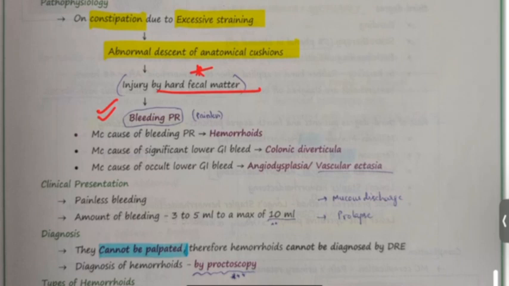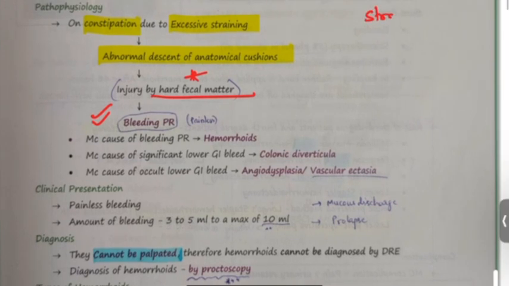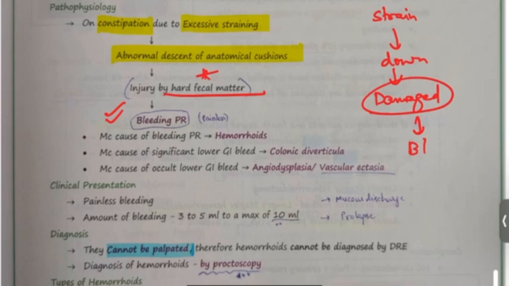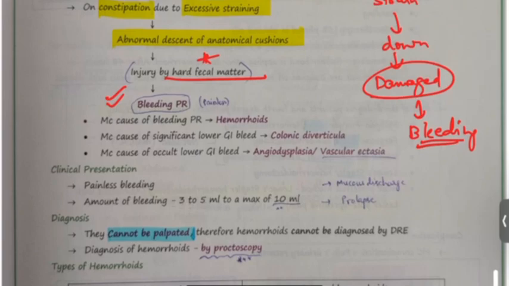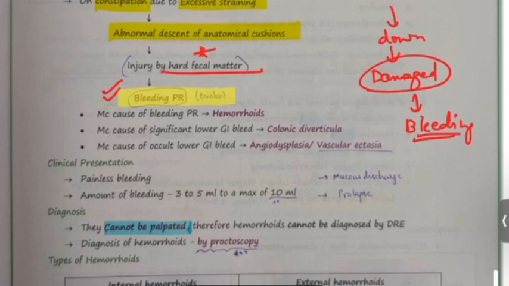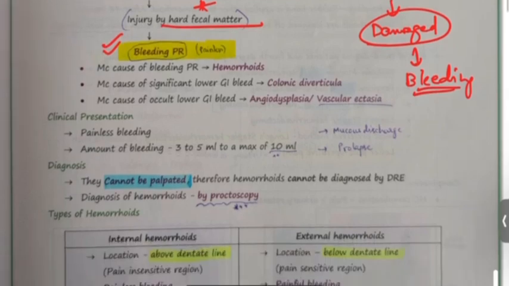Okay, so basically, because of straining, these are coming down, and because of this hard fecal matter, when they are passing down, these vascular cushions are damaged. Because of this reason, there will be bleeding from these vascular cushions, and hence the patient most commonly will present with piles, nothing but bleeding per rectum. Okay, and usually it will be painless. Okay, we'll see why it is painless and when it will be painful.